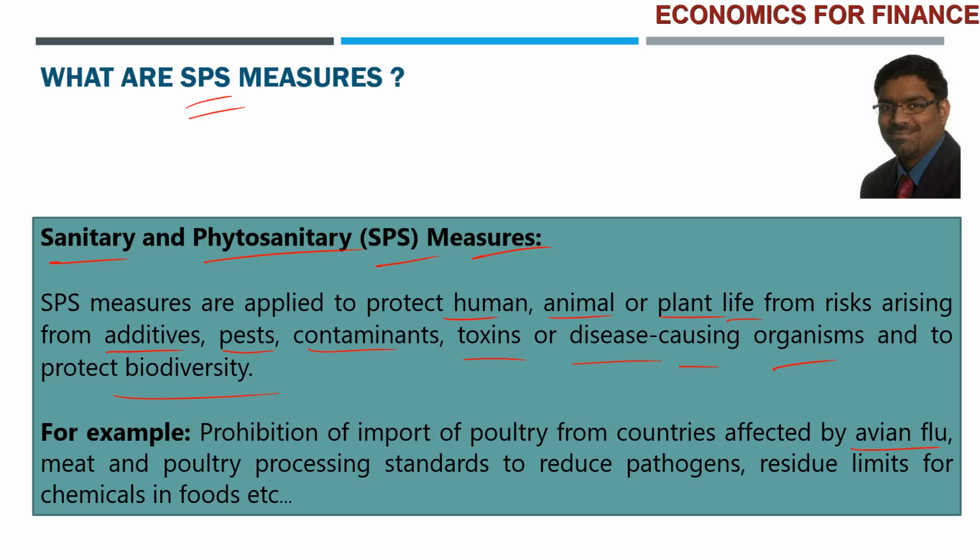So we prohibit that. We ban that. And in the same way, meat and poultry processing standards are fixed to reduce pathogens. We don't need to be experts in all this, but certain types of measures are taken. Anything cannot be imported or exported from one country to another, particularly related to food. SPS measures are majorly related to food items. And residue limits for chemicals in foods are also prescribed.